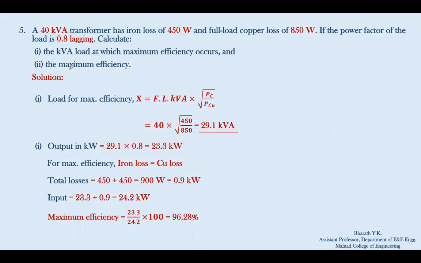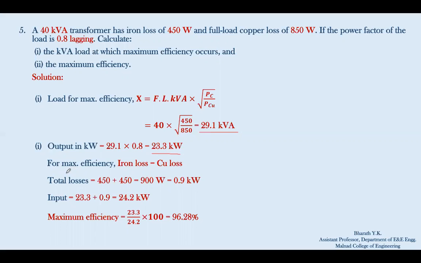To calculate the percentage maximum efficiency, first we have to calculate the output in kilowatt. So we have to multiply this value with the power factor of the load, which is 0.8. This gives us the output in kilowatt, which is 23.3 kilowatts.